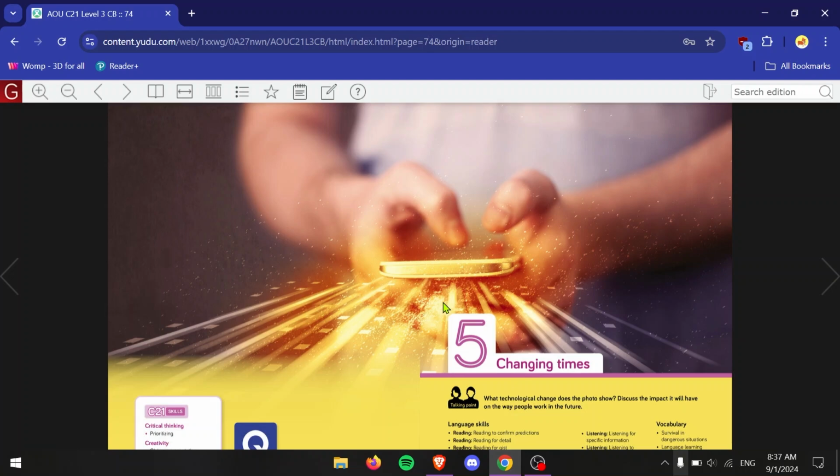Before we go forward, I'm going to take a quick look at it myself. What technological change does the photo show? What I'm guessing is us being even more connected, technologically speaking, to the internet. I mean, work is pretty much all on the internet now, but it'll be even more so, especially with the introduction of things like artificial intelligence, etc.